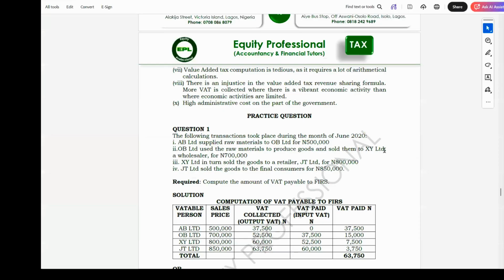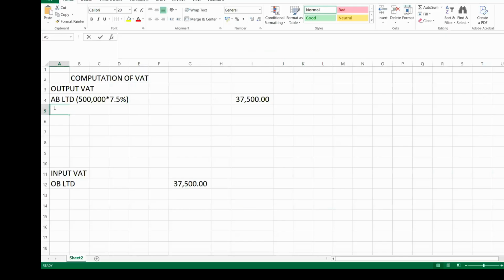and sold them to SY Limited, a wholesaler, for 700,000. So OB is now selling it to SY. For 700,000, OB Limited also collects output VAT on the sales amount of 700,000 naira. On 700,000, that will be 700,000 multiplied by 7.5%.